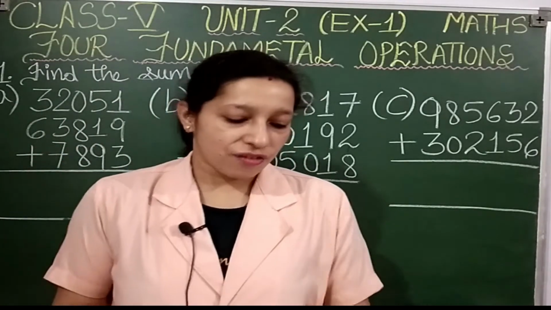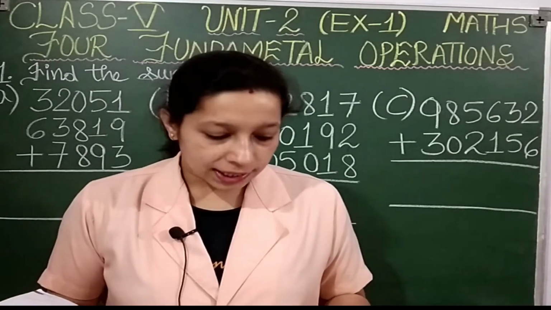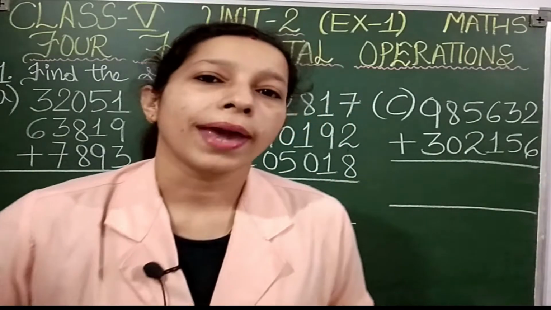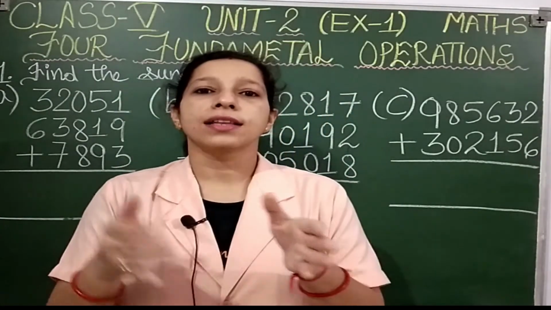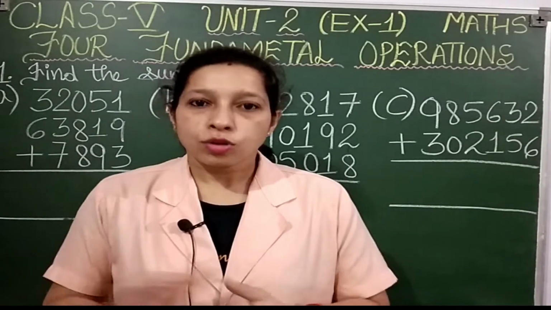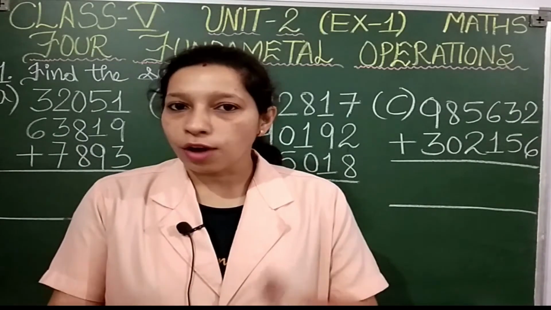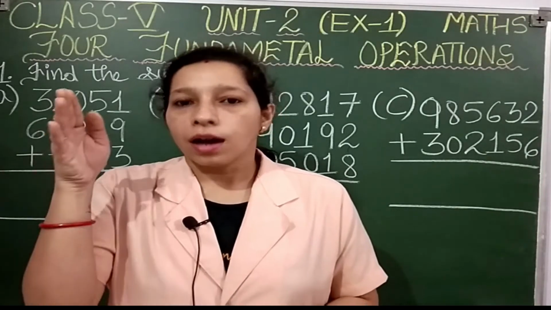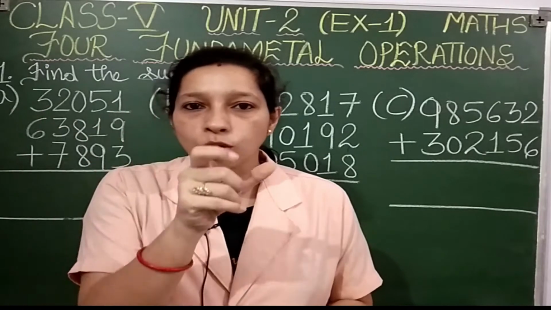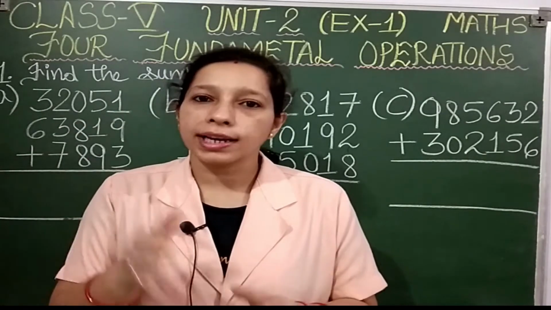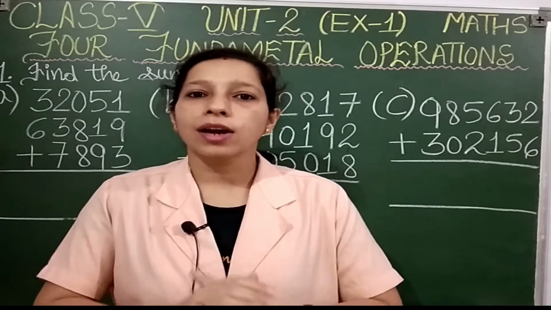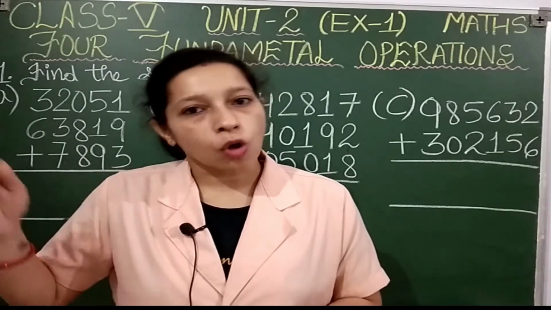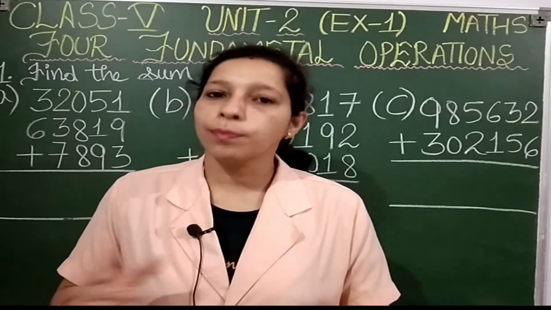Question number 1 is find the sum. See students, here simply it is given to find the sum. It is not asking to make the columns. It is not given like "find the sum using columns." In the last video I explained why we make columns: to write the place values, ones, tens, hundreds. After writing those columns we can write the digits accordingly and then add. But here in the question it is simply given find the sum, so it is not compulsory that you make the columns. Simply also we can do.